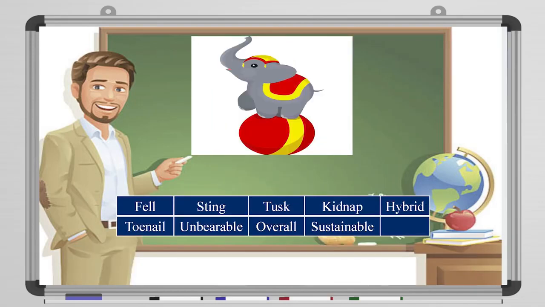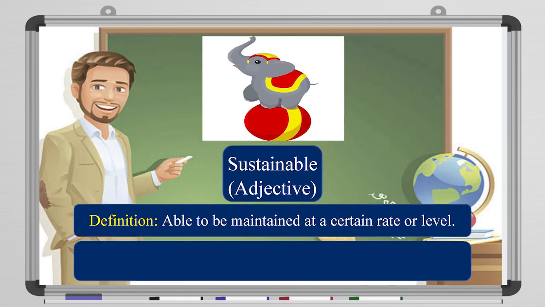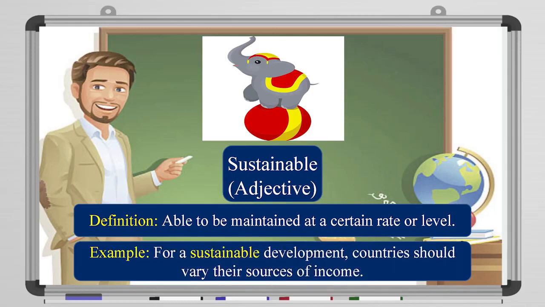So we have an elephant and he's balancing himself on the ball. So when you balance yourself, are you able to keep it or not? Is the elephant able to keep the balance? Yes, he is. When he is able to keep the balance, it is sustainable. Sustainable is an adjective and it is able to be maintained at a certain rate or level. So you're able to keep the level the same. It is sustainable. So for example, for a sustainable development, countries should vary their sources of income. Did you get that one? It was pretty difficult, right? Let's look at the next one.